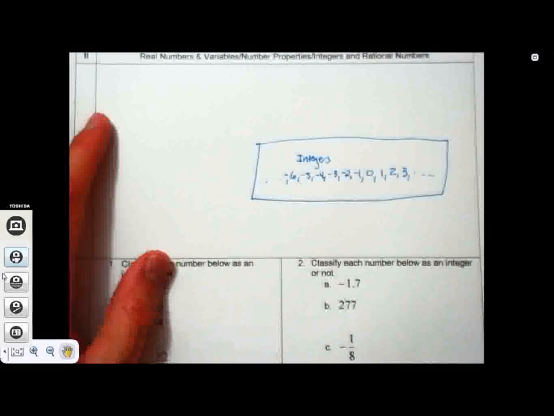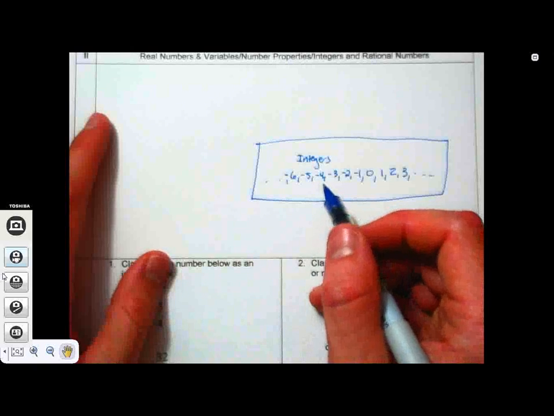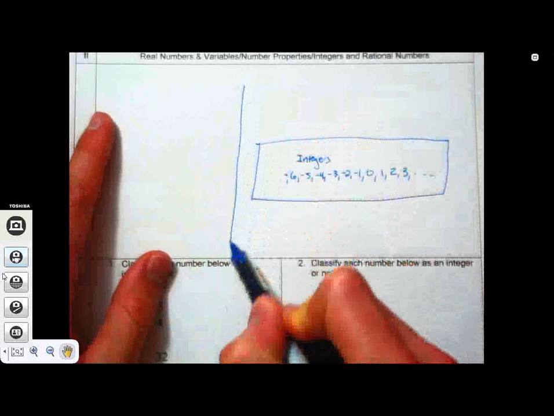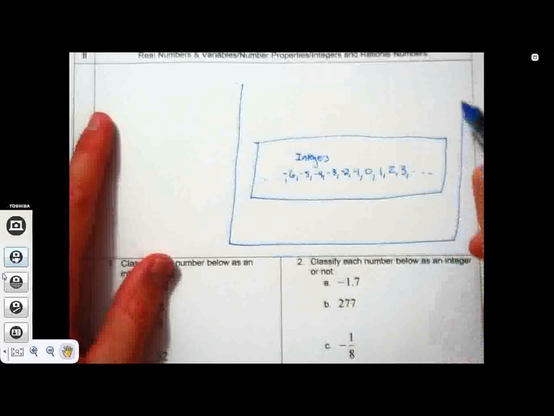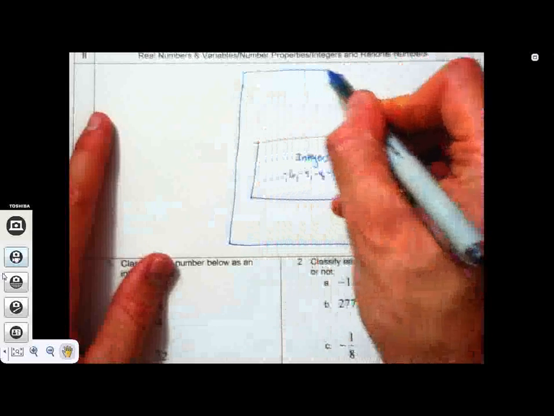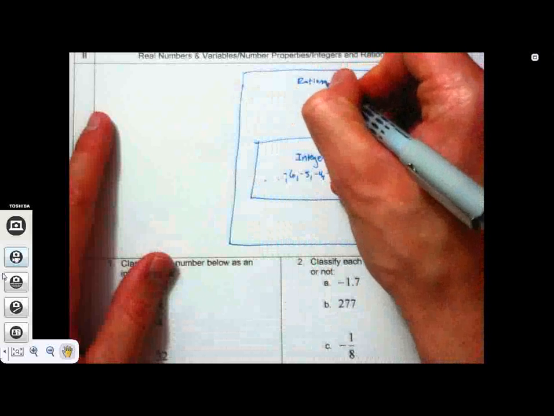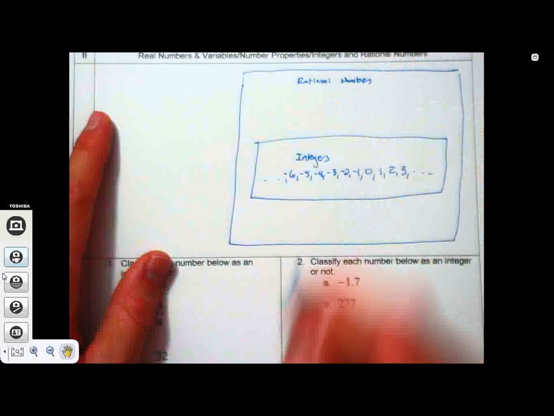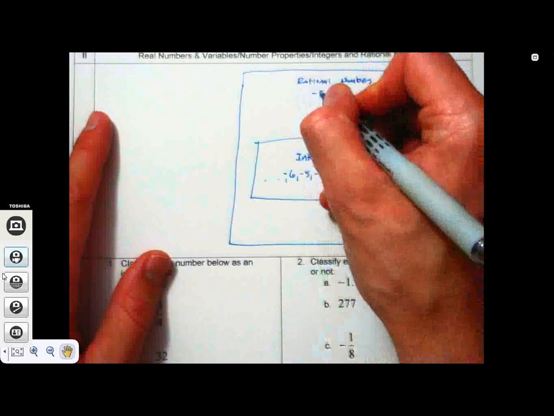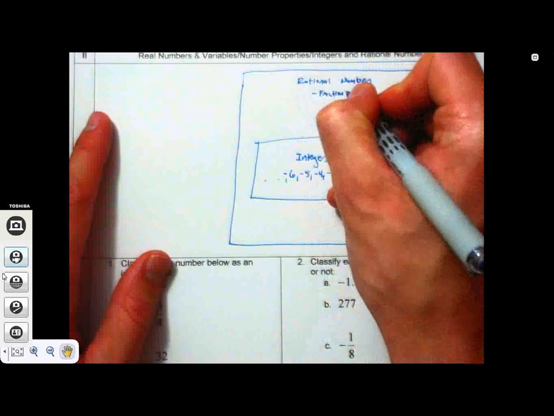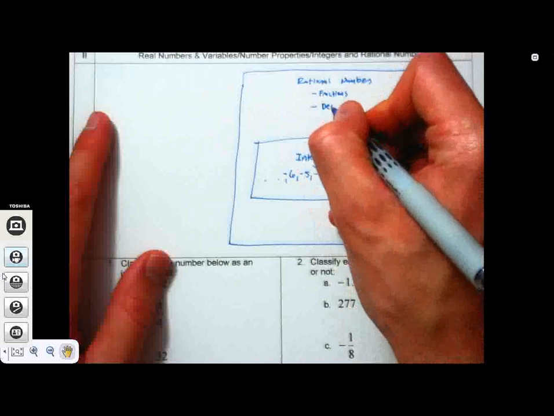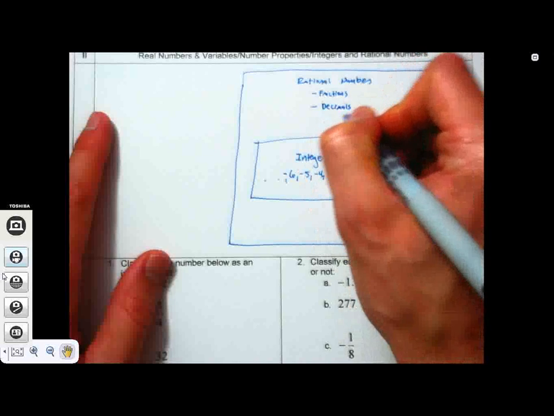The second set that actually includes the integers is something called the rational numbers. So the rational numbers include the set of integers. So what are rational numbers besides integers? Well, these are going to be fractions, positive and negative. These are also going to include decimals with very specific characteristics.